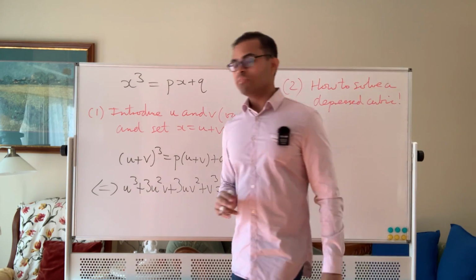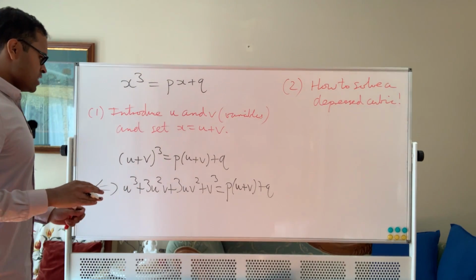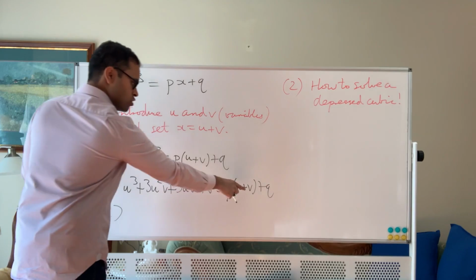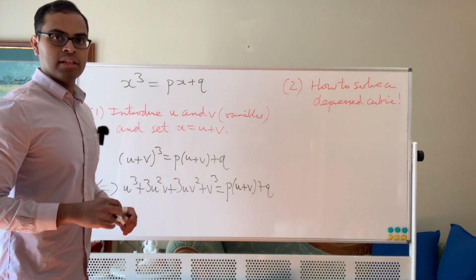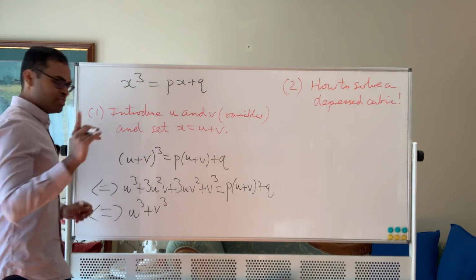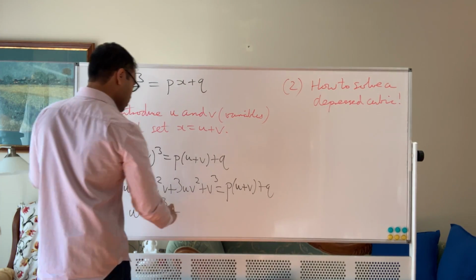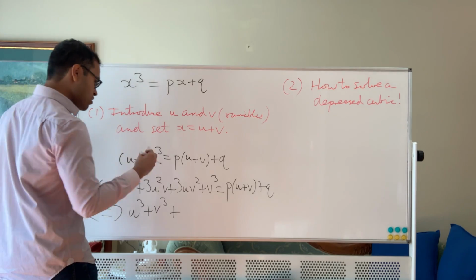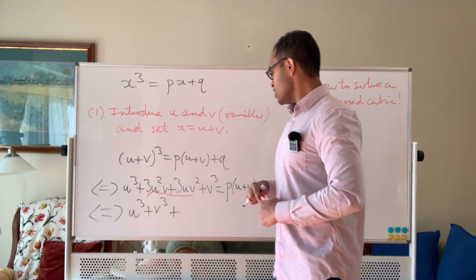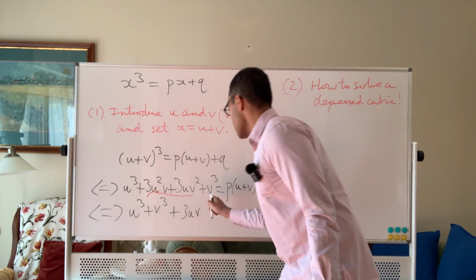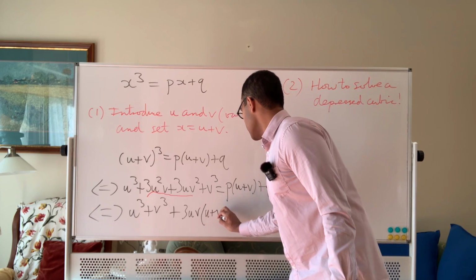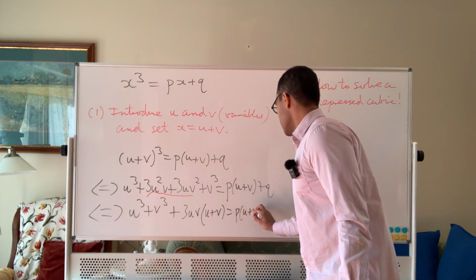We want to find out what u and v are. Let's observe the following. I've got a u plus v on the right, so let's see if we can get a u plus v on the left-hand side. We have u cubed plus v cubed, and we're almost there. The 3u squared v plus 3uv squared, we can factor out a 3uv from that. So with the v cubed brought over, we get u cubed plus v cubed plus 3uv times u plus v is equal to p times u plus v plus q.